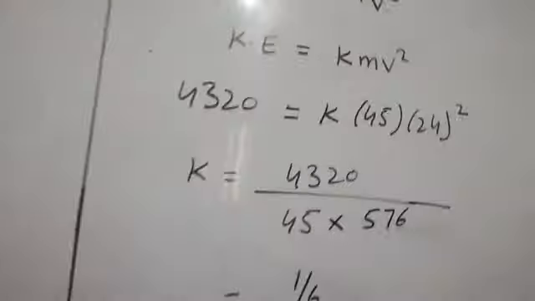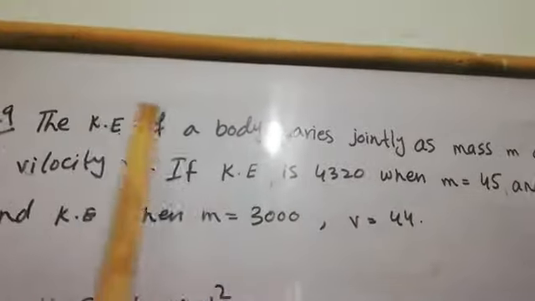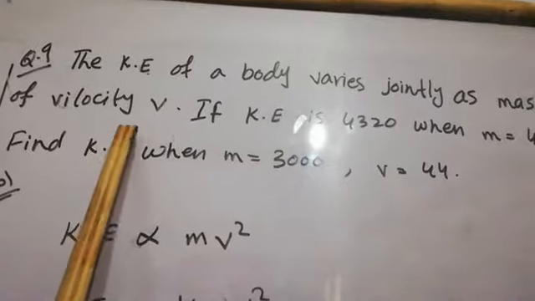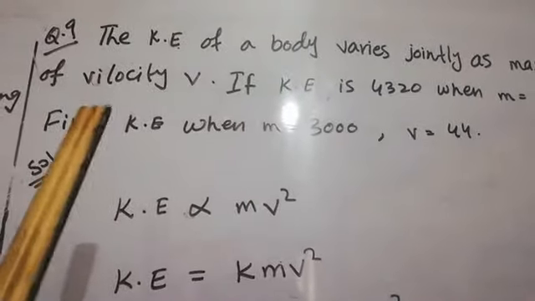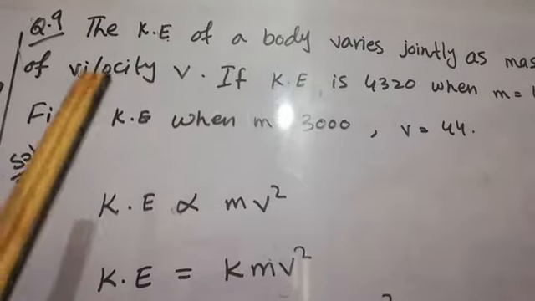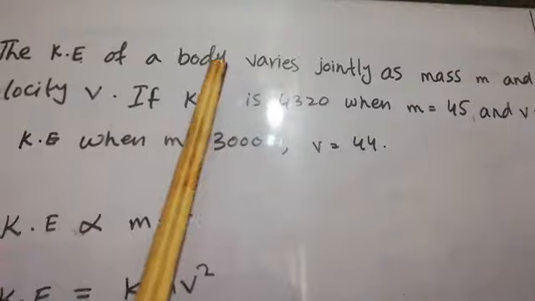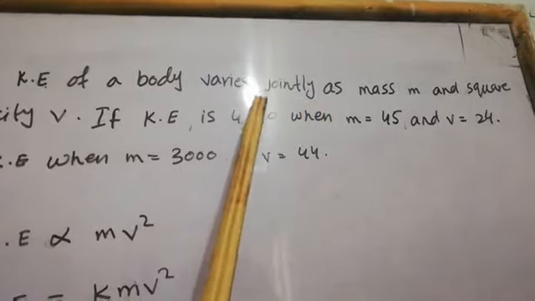Now move to question number 9. The kinetic energy, KE, of a body varies jointly as mass and square of velocity v. This is also part of physics. This is in numerical form. The kinetic energy of a body varies jointly. This is an example of joint variation. It varies jointly as mass and square of v.